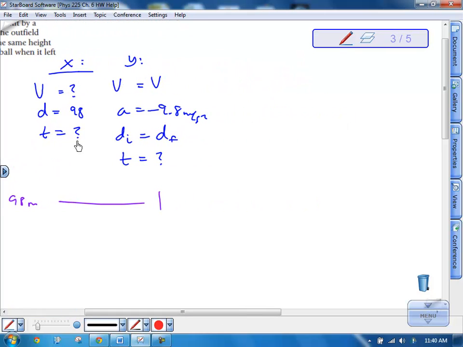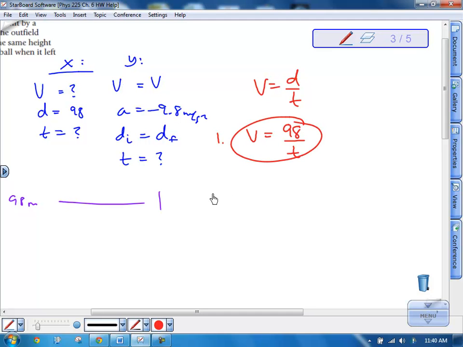So from the first information here, we have velocity equals distance over time, which would be velocity equals 98 over t. I'll just leave it like that for now. That's one equation, so I'll circle that one. Second equation we're going to have is from the vertical information.